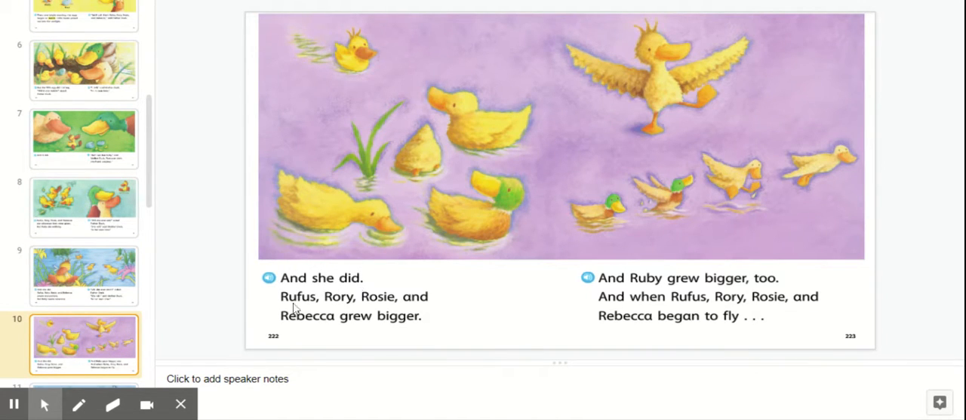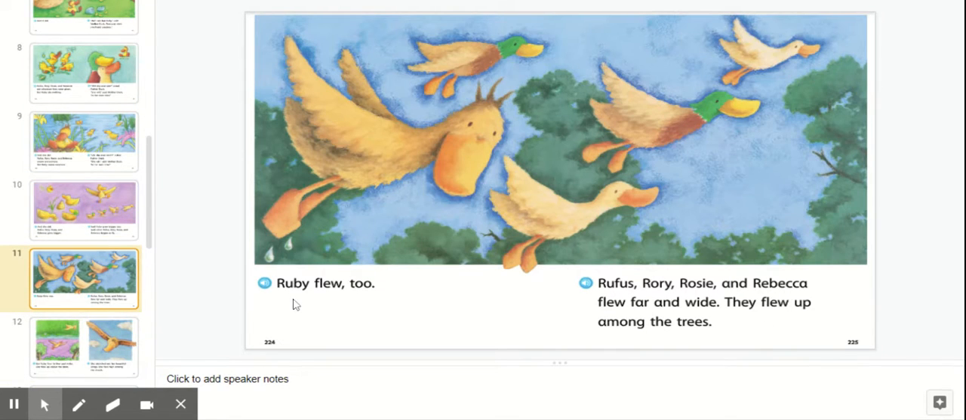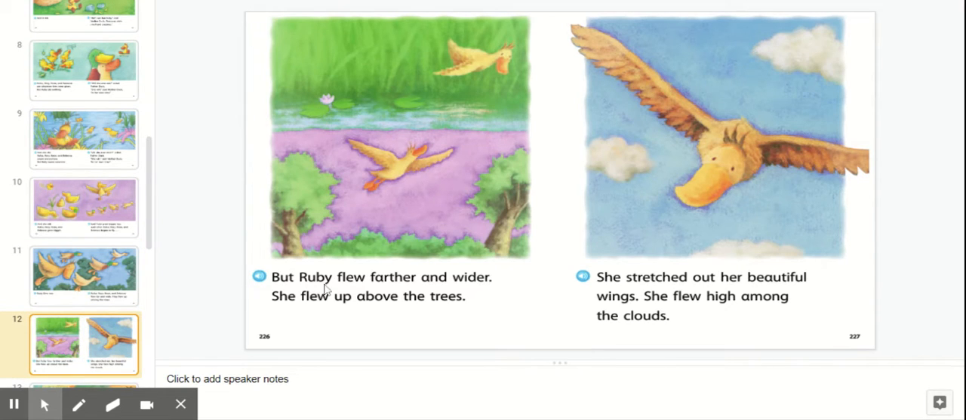And she did. Rufus, Rory, Rosie, and Rebecca grew bigger. And Ruby grew bigger too. And when Rufus, Rory, Rosie, and Rebecca began to fly, Ruby flew too. Rufus, Rory, Rosie, and Rebecca flew far and wide. They flew up among the trees. But Ruby flew farther and wider. She flew up above the trees. She stretched out her beautiful wings. She flew high among the clouds.